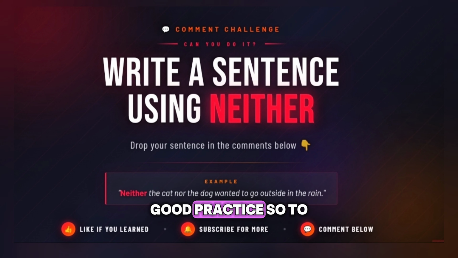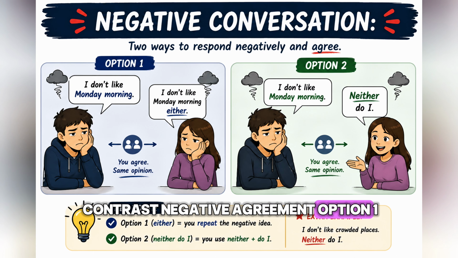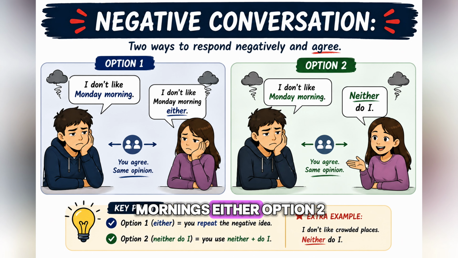Good practice. So to truly understand the difference between these two, I think we need to put them side by side in the ring, right? Let's see how they interact in a real conversation. Let's do it. So contrast, negative agreement. Option 1, I don't like Monday mornings either. Option 2, neither do I. They mean the exact same thing. They do, but either at the end is generally easier for beginners to process on the fly. Neither do I sounds much more fluent and advanced because of that inverted word order.